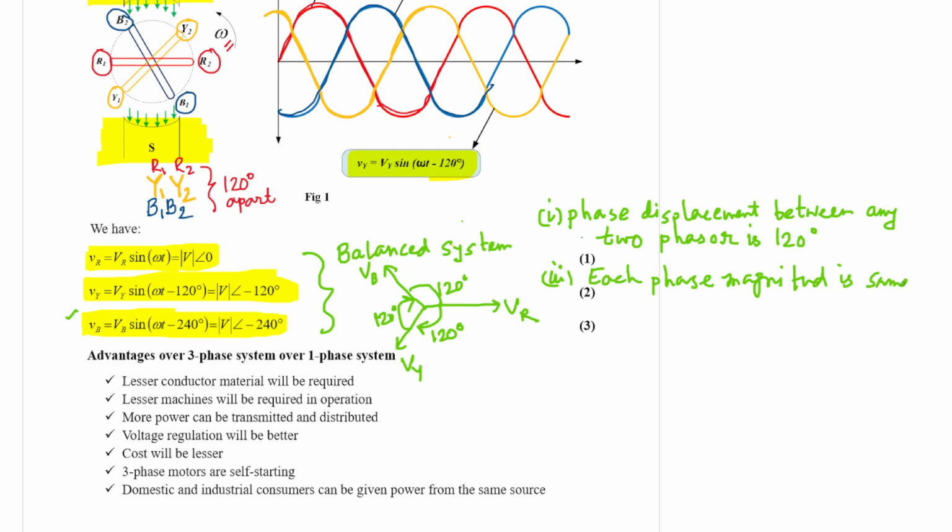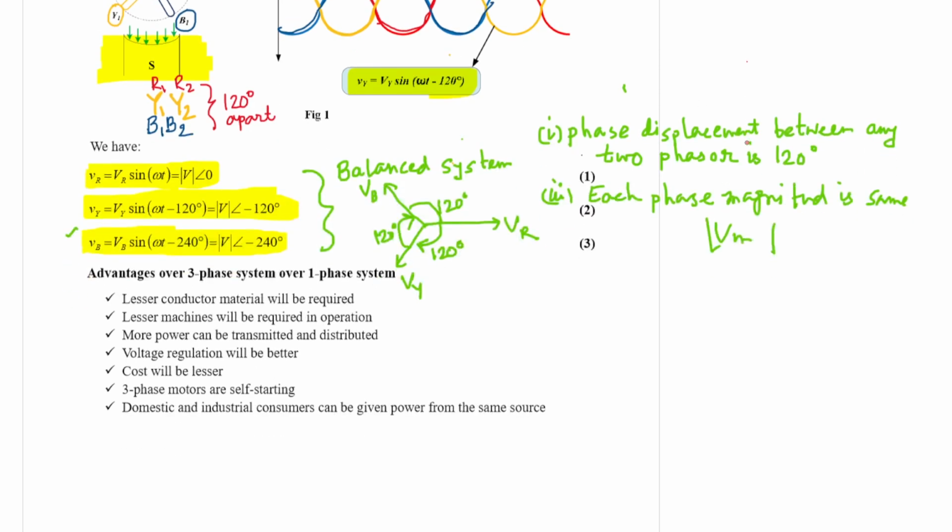That means every phase magnitude is Vm. So that is a characteristic of a balanced system.